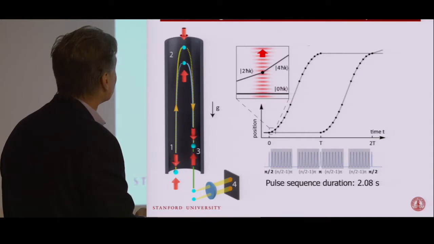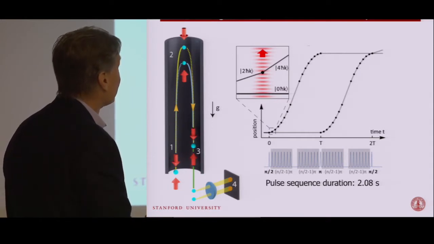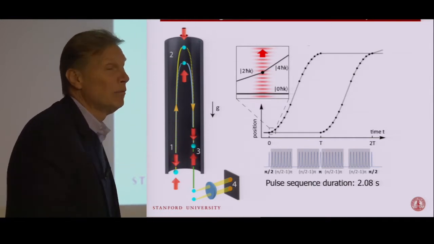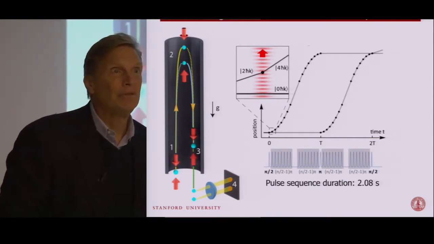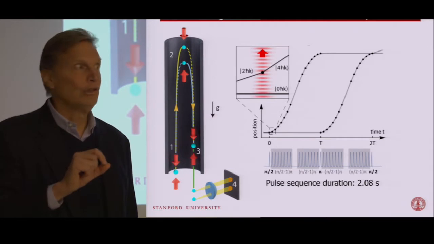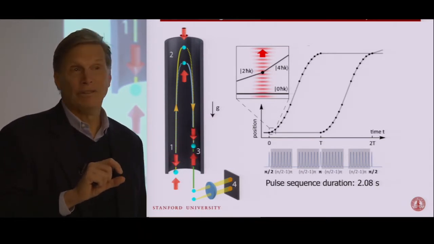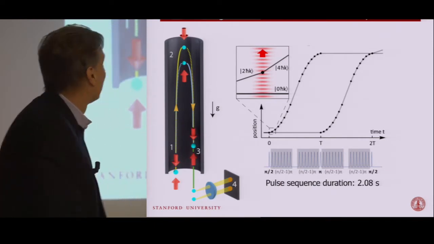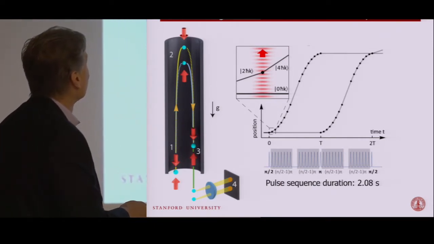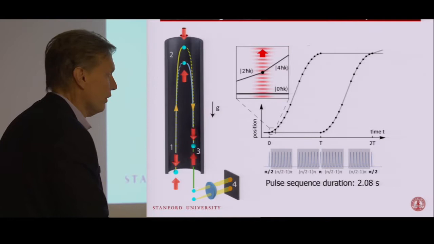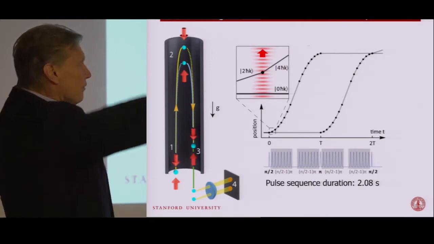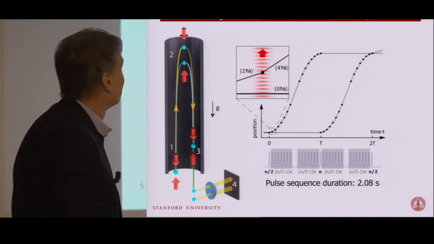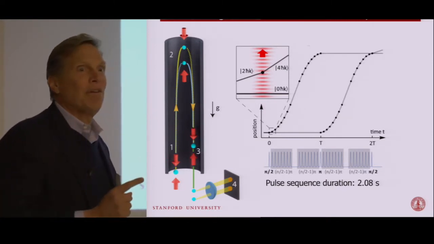Okay, so here is a space-time diagram. This is time, and this is position. What I'm plotting here is the relative position of the two atomic wave packets as they go through this interferometer. I'm doing so in a reference frame that's, if you will, falling with the lower arm of the interferometer. So it's in the frame that's moving up and then falling down with one of the arms of the interferometer.